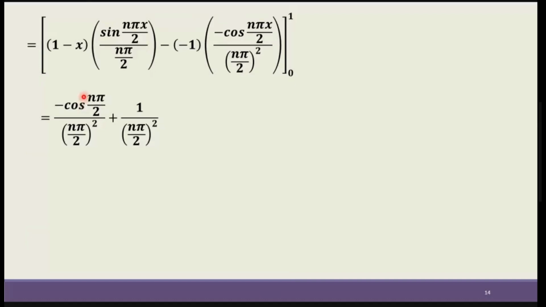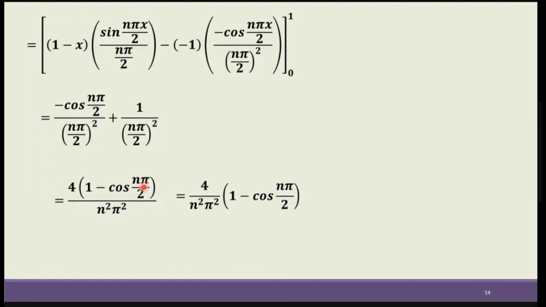Okay, so now simplifying, so we can write 4 is common because n pi by 2 the whole square will become n square pi square by 4. 4 will go to the numerator, or I can write 4 by n square pi square into 1 minus cos n pi by 2. Cos n pi हम लोग minus 1 raised to n लिख सकते हैं, n pi by 2 we cannot write that as even multiple of pi because pi by 2. जब हम n की values put करेंगे तो cos n pi by 2 gives different values. We have to leave it as cos n pi by 2 only.